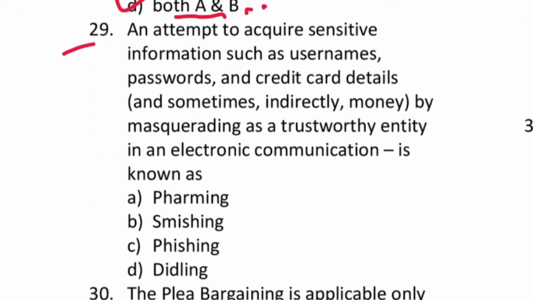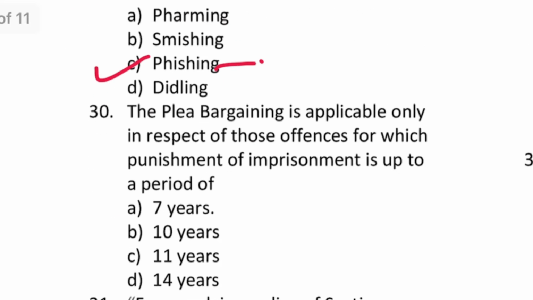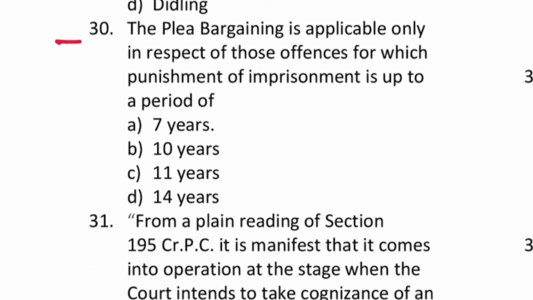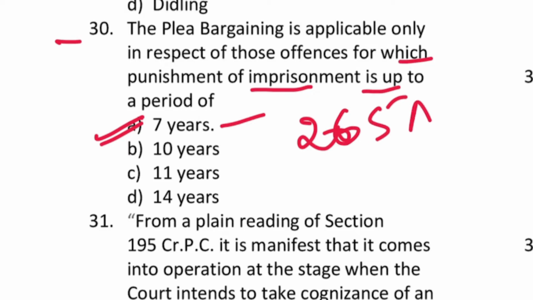Next 29. An attempt to acquire sensitive information such as user name, password, credit card details by masquerading as a trustworthy entity in an electronic communication is known as phishing. C is the answer. Next 30. The plea bargaining is applicable only in respect to those offences for which punishment of imprisonment is up to 7 years. A is the answer. अभी प्रोविजन बता ही दिए थे 265 से 265A से 265L तक.